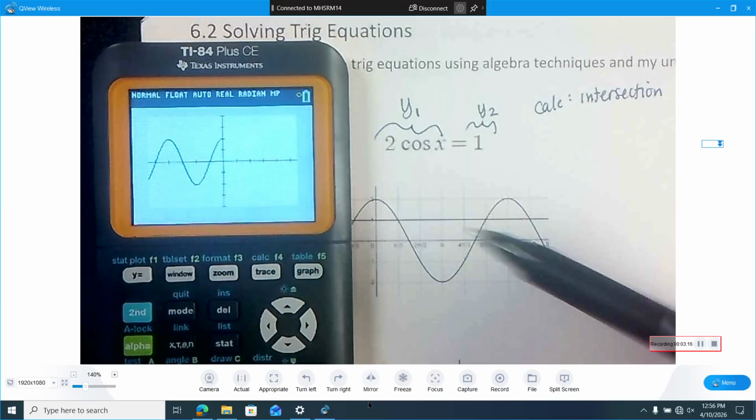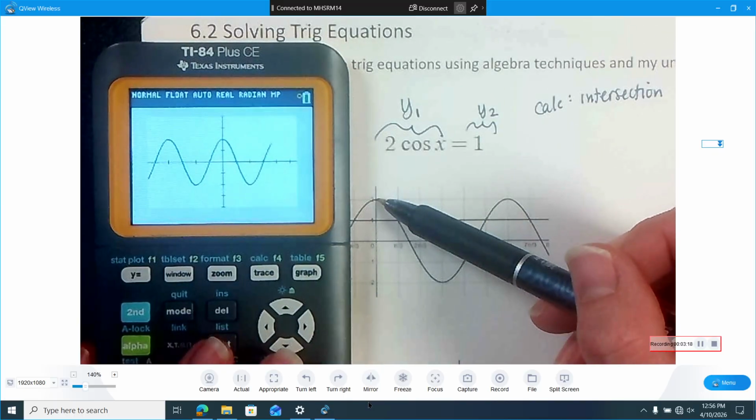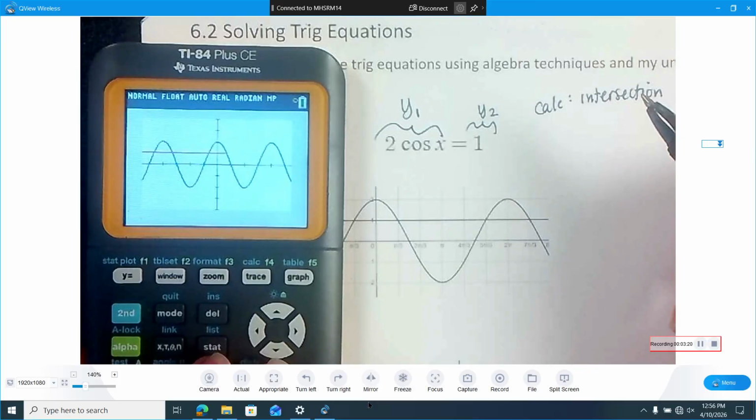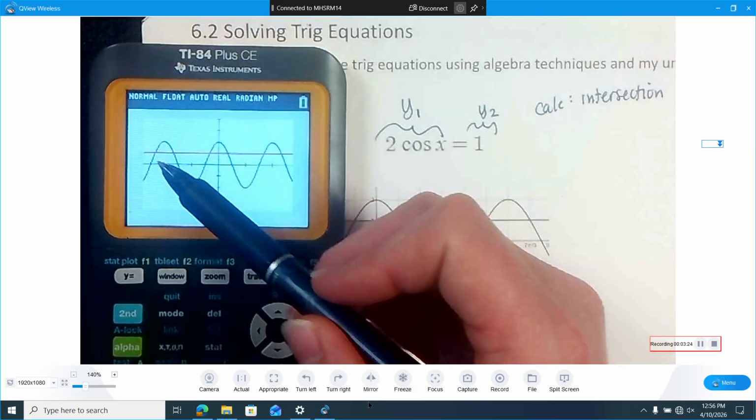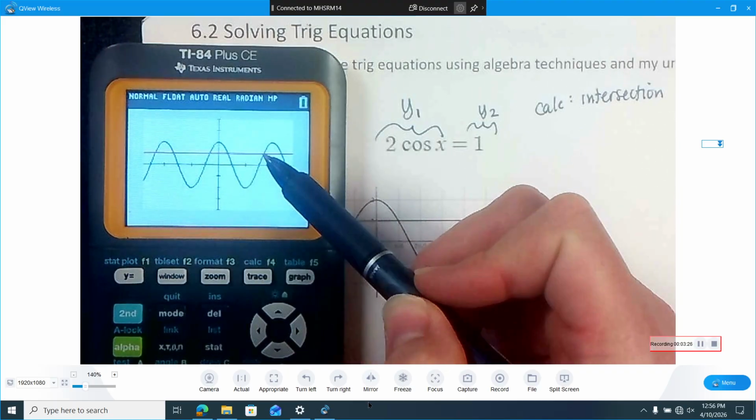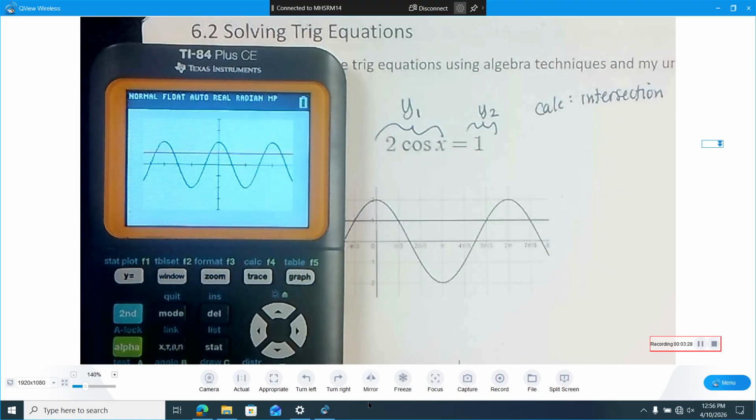So this is a cosine curve with a maximum of 2 and a minimum of -2. And the solution is everywhere they intersect, all right? How many solutions are there? An infinite number of solutions, okay? And that's important to understand because trig functions are cyclical, they repeat. We get lots of intersections, and so lots and lots of solutions.